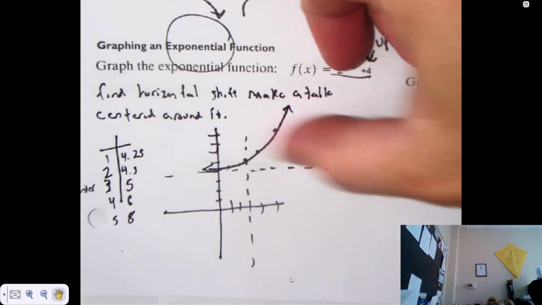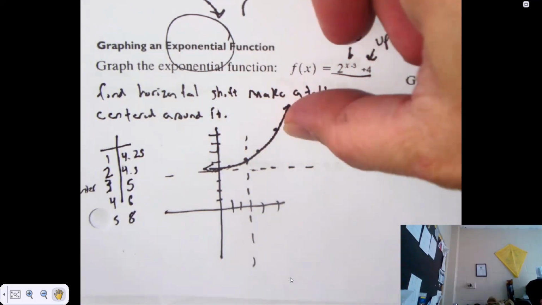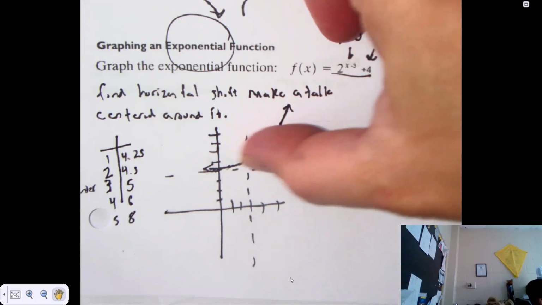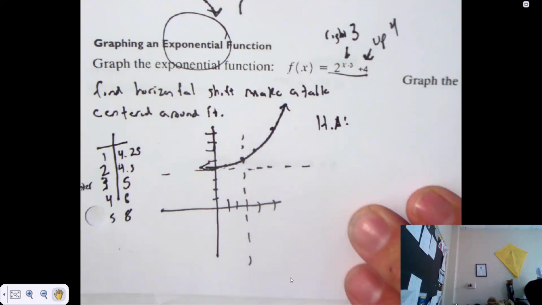Now this dashed line here, this vertical shift up, is actually functioning as something to this graph. It's something we talked about last chapter, in chapter 5. What is this dashed line functioning as? It ain't vertical. Horizontal. What's your horizontal asymptote? Four is wrong. You can't say 4. It is a line. Y equals 4.